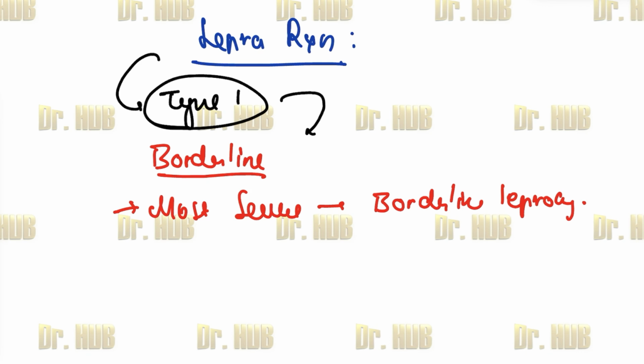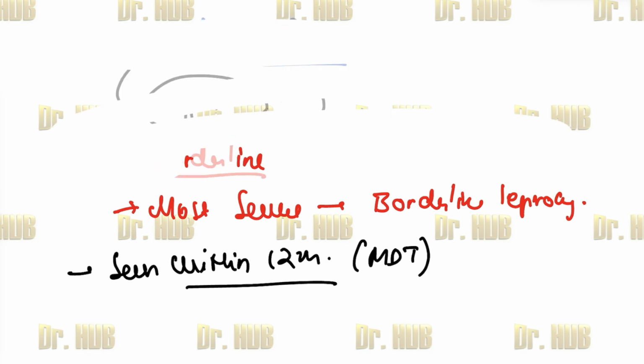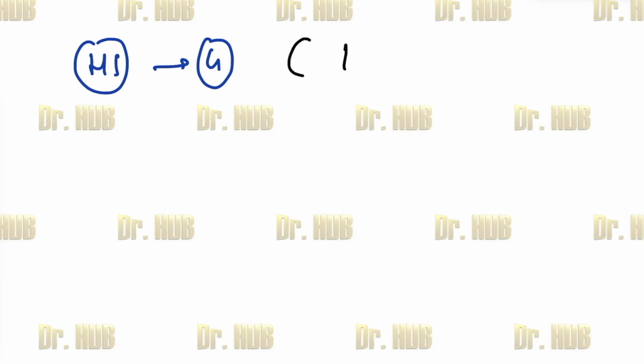Next, it is usually seen within 12 months of initiation of the multi-drug therapy. What hypersensitivity reaction is involved? Hypersensitivity type 4. The easy way to remember: type 1 plus 4 is equal to 5. That's how you easily memorize it. So it is type 4 hypersensitivity.